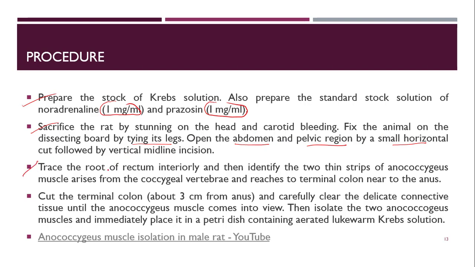So we have to trace the root of the rectum interiorly, and identify two thin strips of the anococcygeus muscle, which arises from the coccygeal vertebrae and reaches to the terminal colon near the anus. So we have to cut the terminal colon about 3 mm from the anus and carefully clear the delicate connective tissue until the anococcygeus muscle comes into view. Then isolate the two anococcygeus muscles and immediately place them in a petri dish which contains aerated lukewarm Krebs solution.